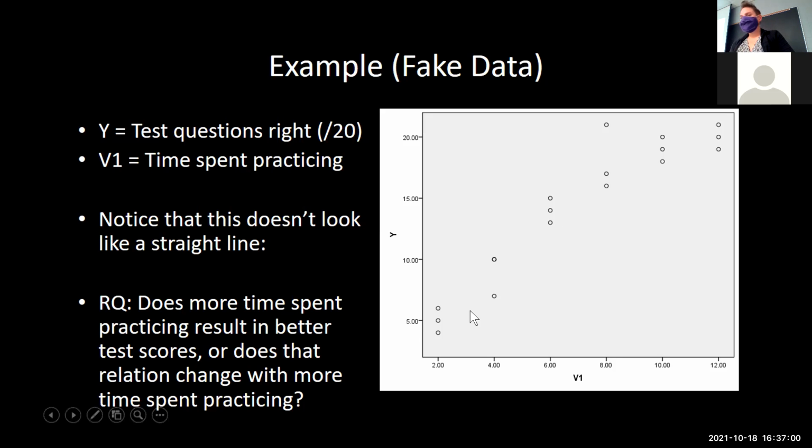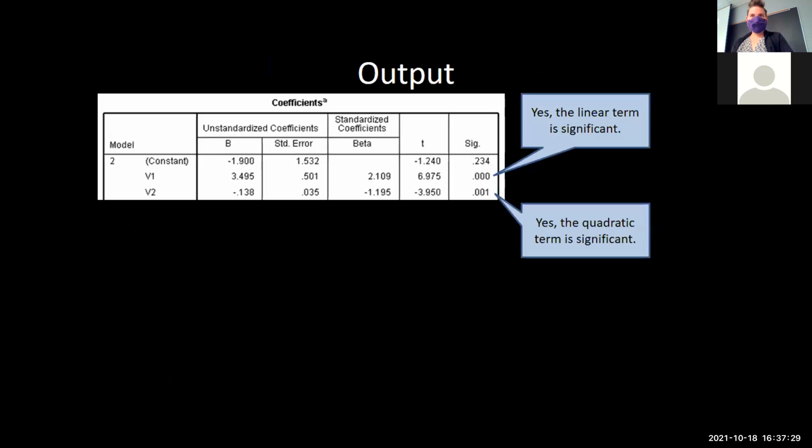And so on. You can tell these data are fake because look at how close together I've made these people. These are clearly fake data, but it illustrates the point. So the research question that I might have here is, does spending more time practicing result in better test scores, or does that relation change with more time spent practicing?